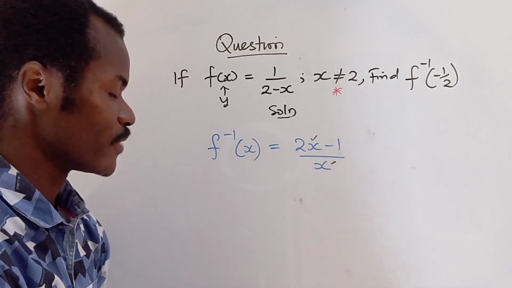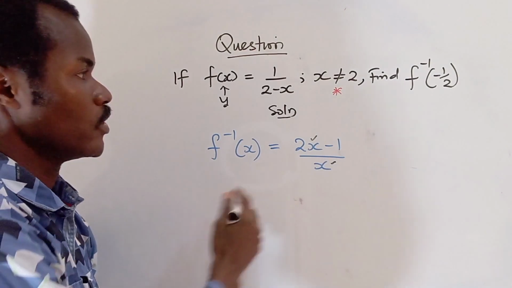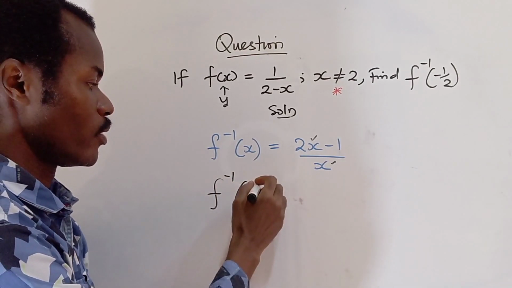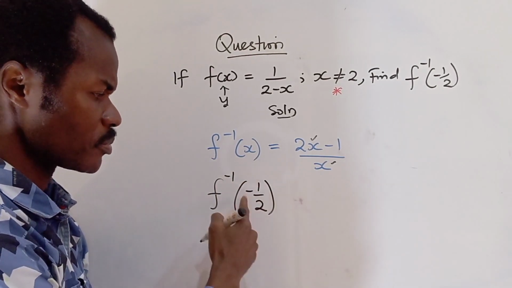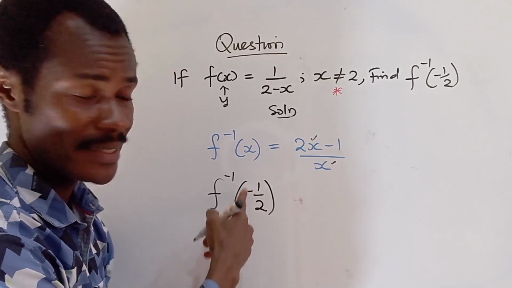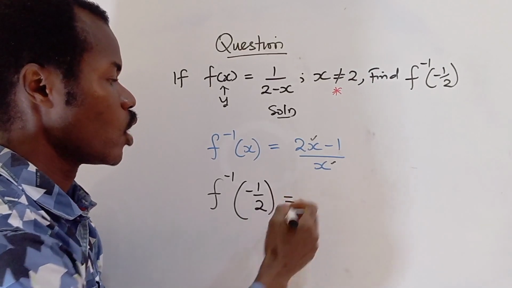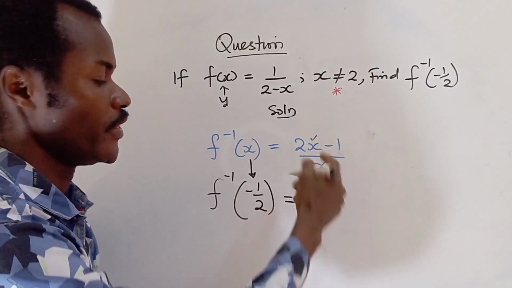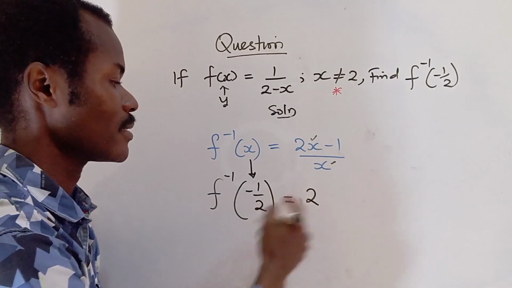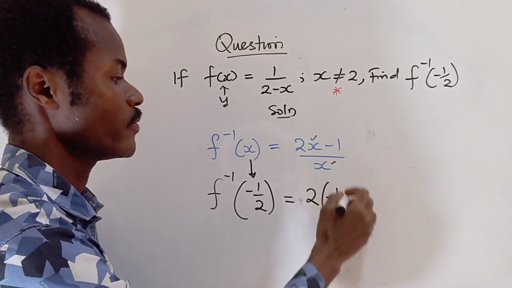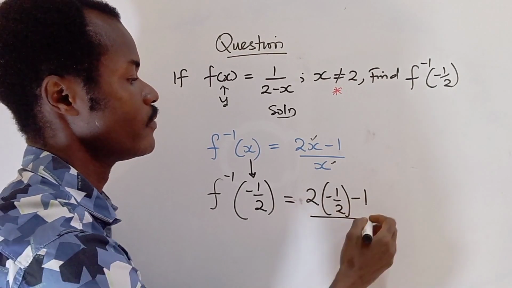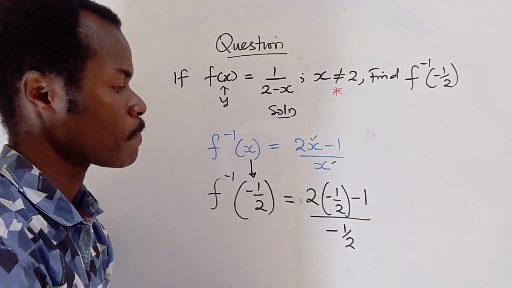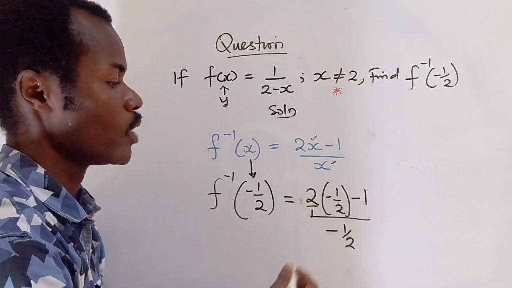So now that we have the inverse function, we can solve further. Remember the question asked us to find the inverse at the point 1 over 2, that's negative or minus 1 over 2. So all we need to do is put x as minus half here. So we are going to have 2 times x, which is now minus half. So we have minus 1 divided by x again, which is minus half.